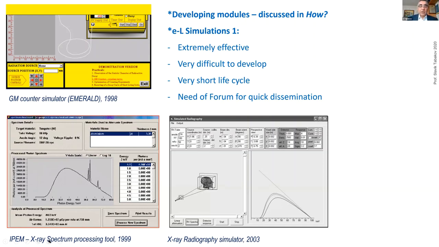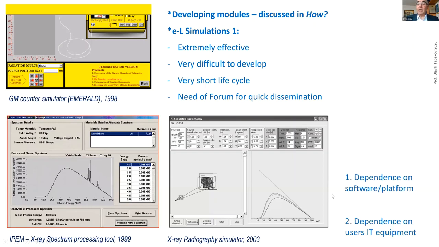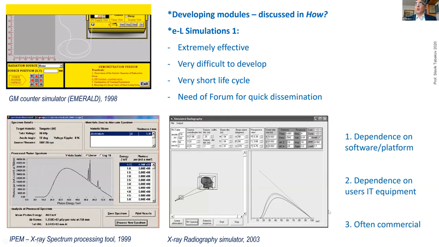Some other very good software like the X-ray spectrum processing tool, maybe some of you remember it, or the X-ray simulator. This was made in the UK in the IPM. The X-ray simulator, this is an Italian program. They were also very good, but a lot of these programs actually disappeared after we changed to the 64-bit operating systems. And this was a very, very big problem because it is very difficult and there were not so many people who can reprogram all this again. So extremely effective simulations, but very difficult to develop and with a very short life cycle.